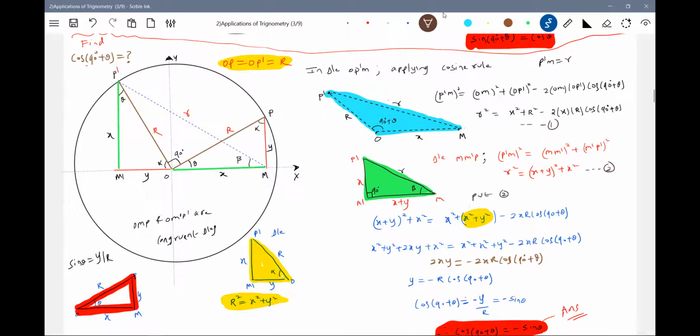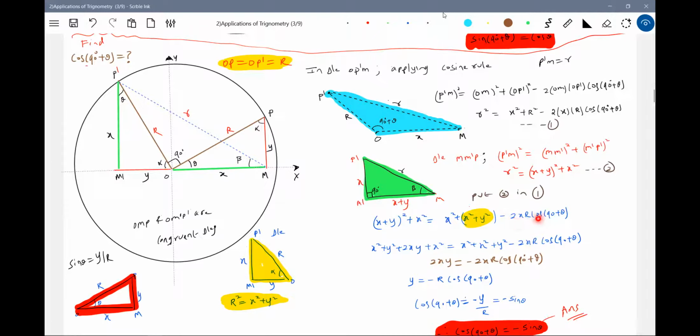I'm going to put equation 2 in equation 1. Then X plus Y whole square plus X square. What is R square? R square I can define from the bigger triangle here, or you can pick up any of these triangles. So what is R square? We can write it as X square plus Y square. Or look at this, capital R square, X square plus Y square. So we'll replace this R square as X square plus Y square, minus 2xr cos 90 plus theta.